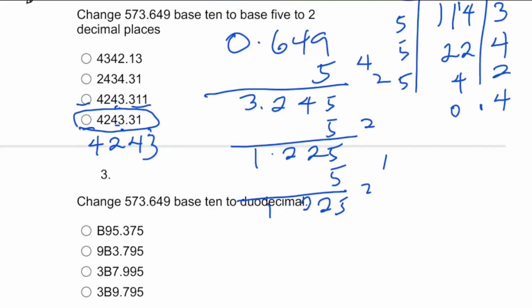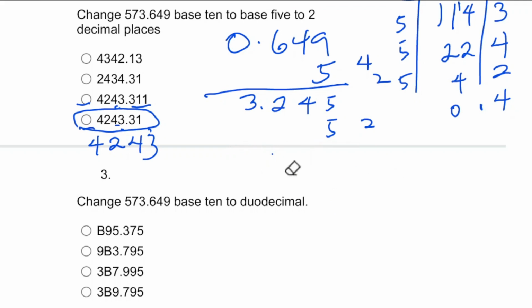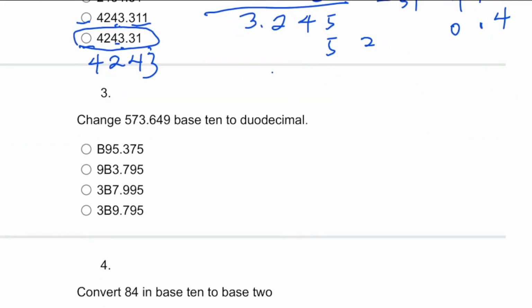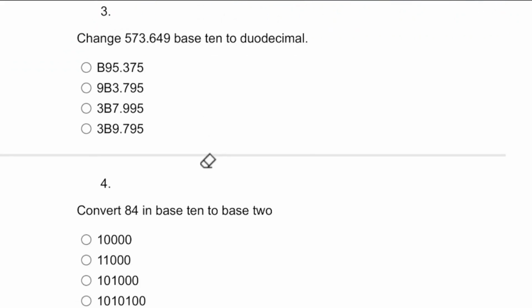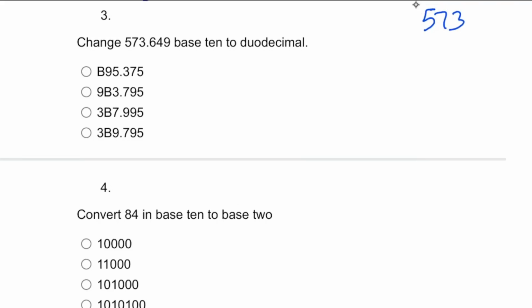Question 3. For question 3, we have to change this base 10 number to duodecimal, that is base 12. The same thing, the same process. Just the way we did this one, that's the way we are going to do it. So that is going to have 573.